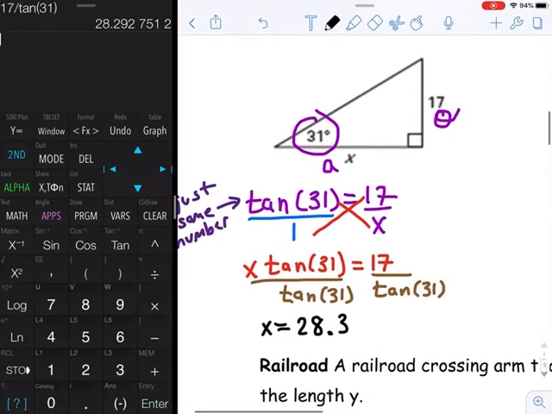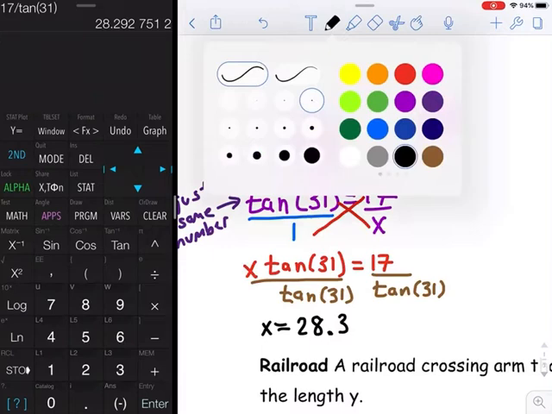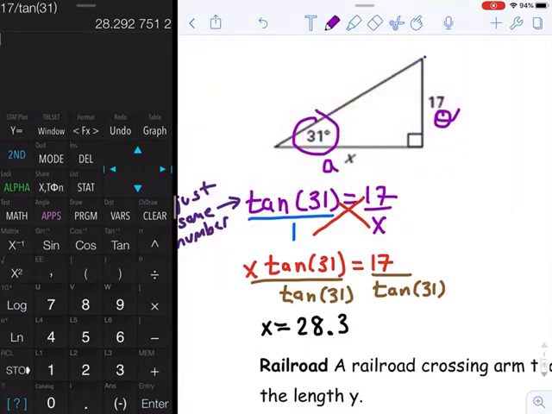So what's nice about trig is, imagine that you're building a roof. Alright, this is a roof. You know your roof needs to be 17 feet high. You know you want the slant of the roof to be 31 degrees. Well, how long will your roof be? Well, it's going to be 28.3 feet. So that's what's powerful about trig, is that when you have an angle and you know one side, you can find the other sides.